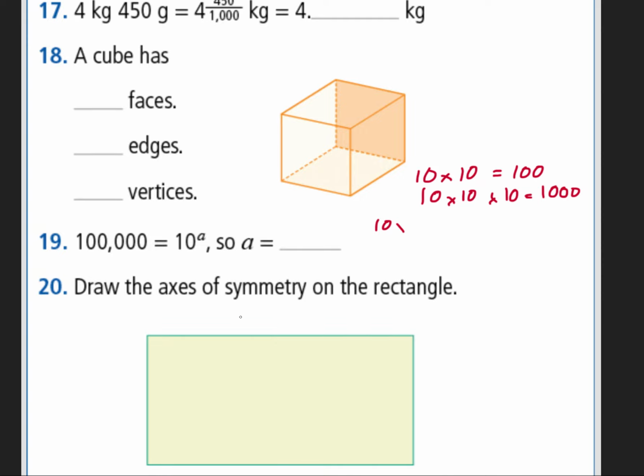Be careful, a lot of people think that you can do it this way, but if you do it that way, this corner will not land there if you fold along this line. It would land up here somewhere. So it only has two axes of symmetry. It has a horizontal one and a vertical one.